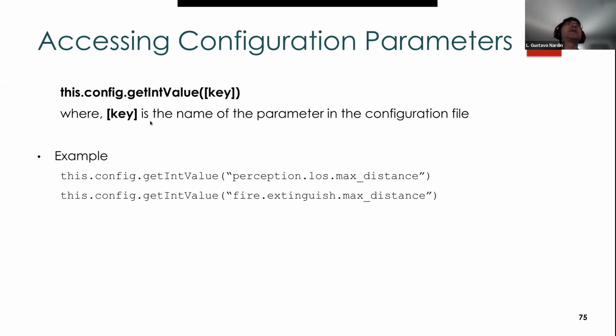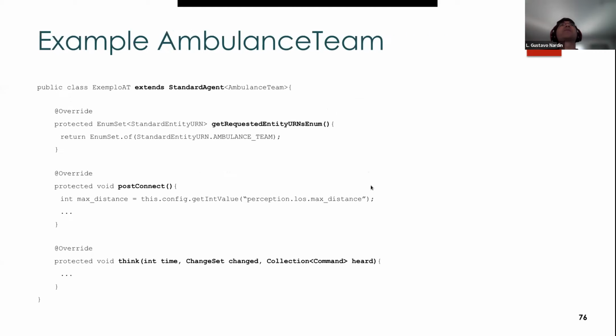Well, if you want to read some of the keys that are in the configuration file, you have this config.getIntValue method that you can use to read some information, some parameter values, from the configuration file. Like here, we are reading the perception line of sight max distance, and also the fire extinguish max distance. Again, this is the minimum example of an agent of ambulance type.